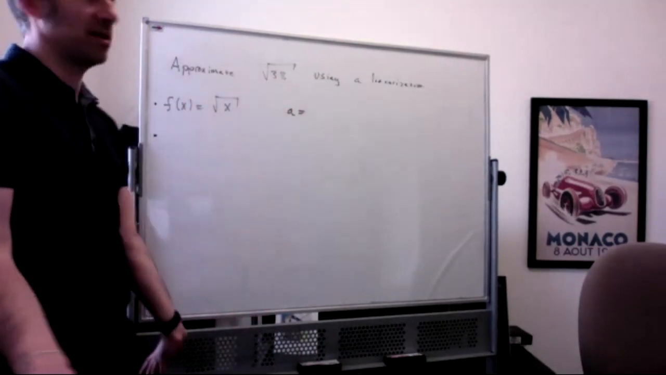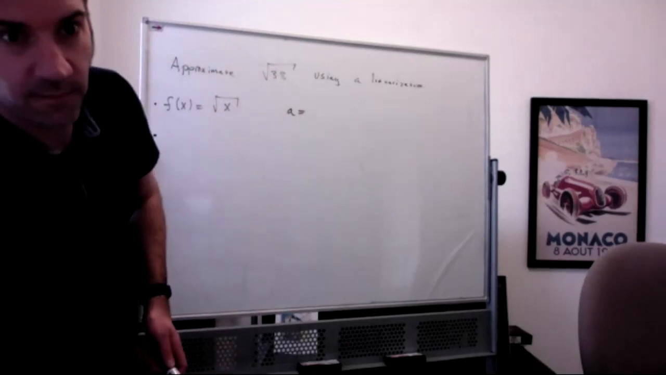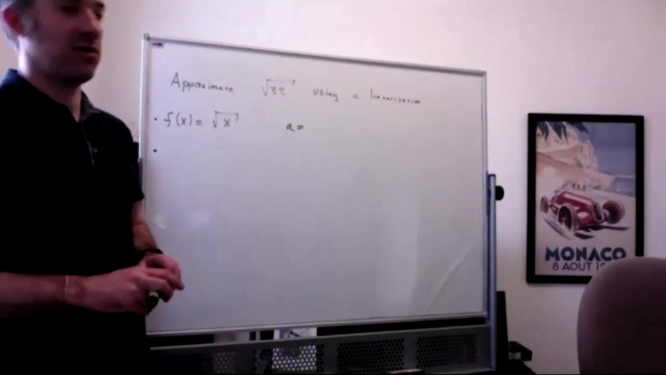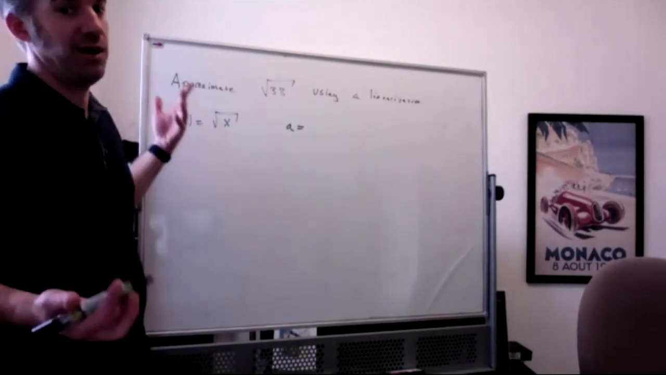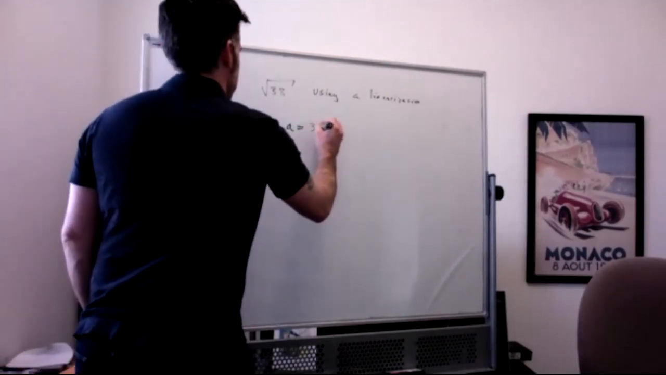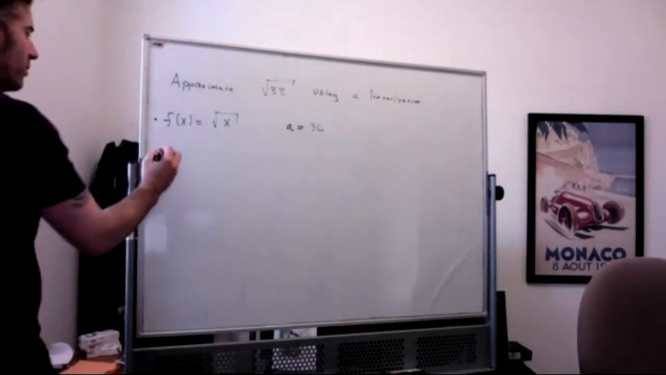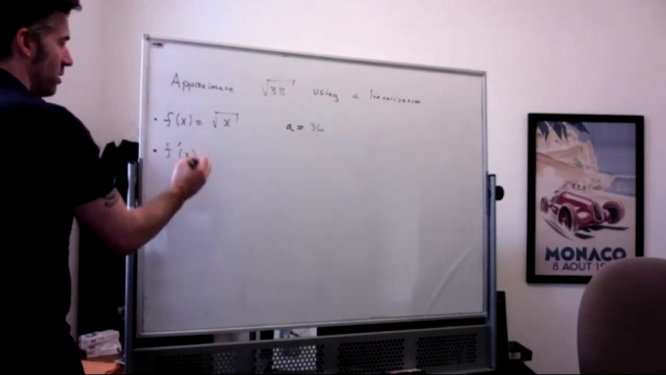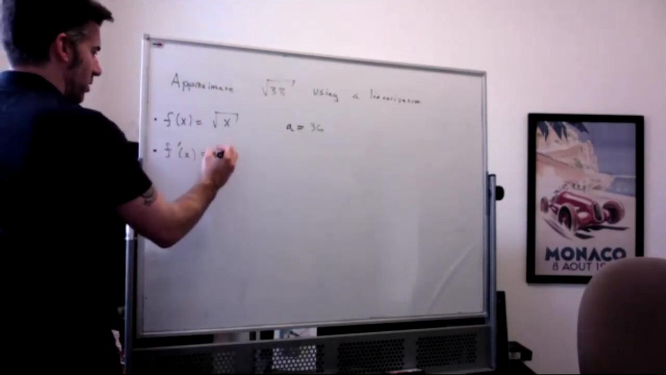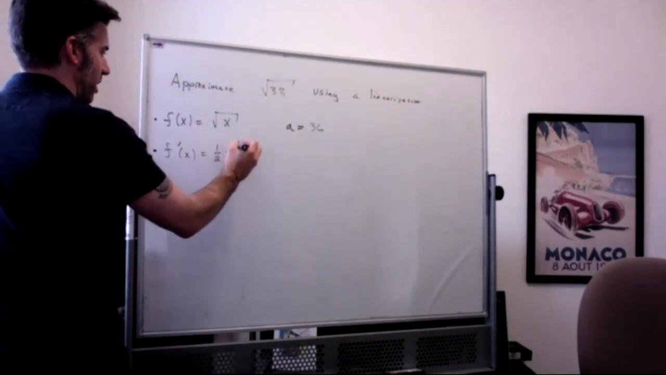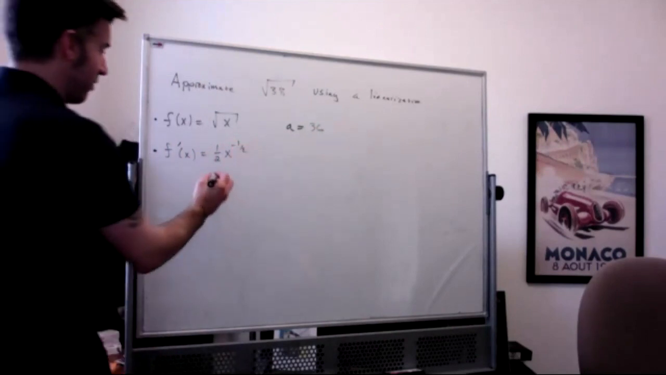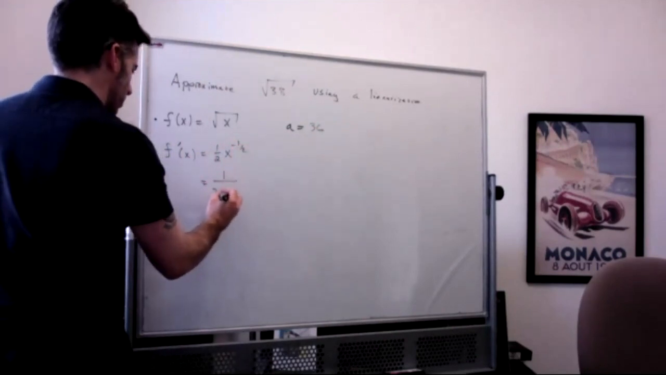In this case, it's going to be what? What's close to 38 that's easy to take the square root of? Yeah, 36. Okay. And then we also need the derivative. The derivative of the square root of x is 1/2 x to the minus 1/2, or if you prefer, 1/2 square root of x.